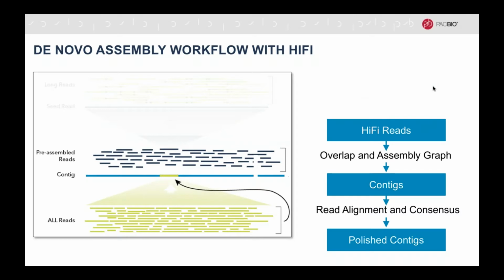But with HiFi reads, the error correction is completed prior to assembly using CCS to make the HiFi reads. So the remaining de novo assembly steps include overlap of the HiFi reads and construction of the assembly graph, which produces the contigs. This is followed by contig polishing through HiFi read alignment to the contigs and consensus calling.